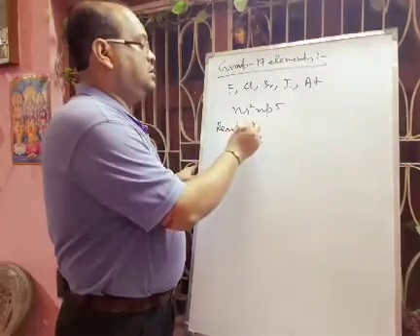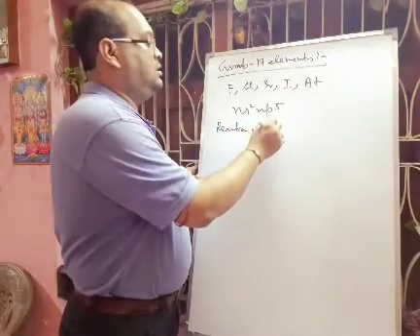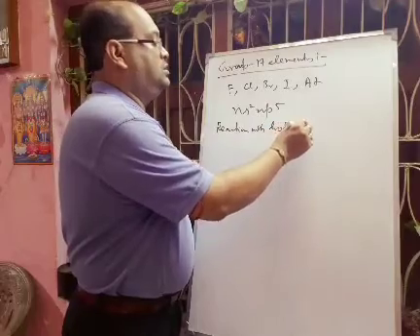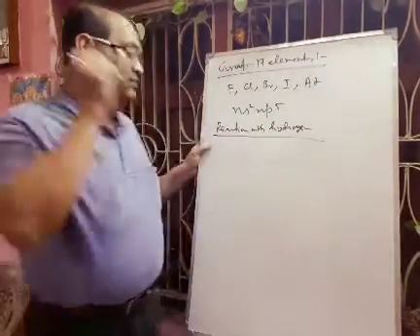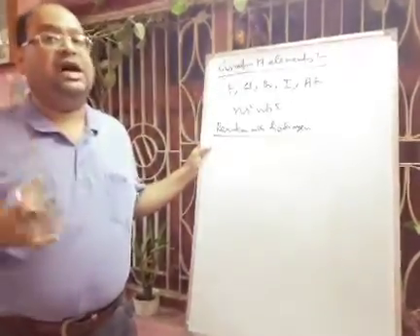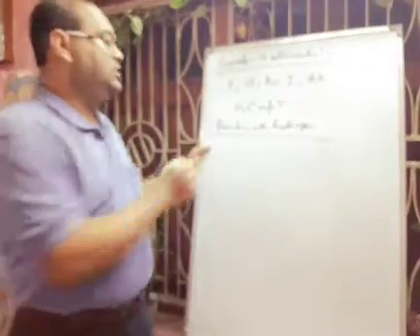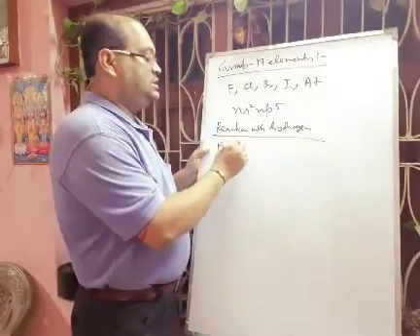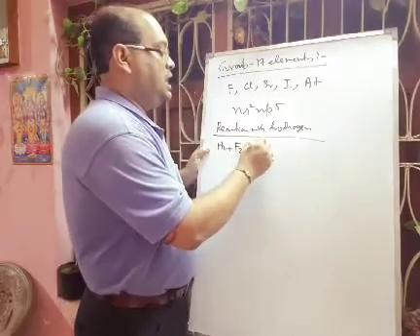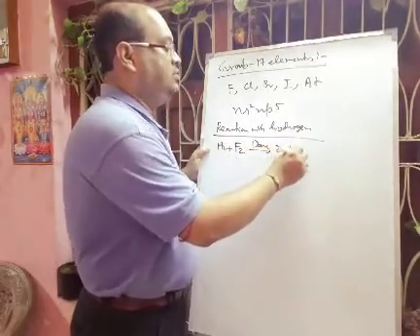Reaction with hydrogen. So all of you know that fluorine and hydrogen react in the dark, highly reactive, so it will react in the dark. So H2 plus F2, dark, it will form 2HF, that is hydrofluoric acid.